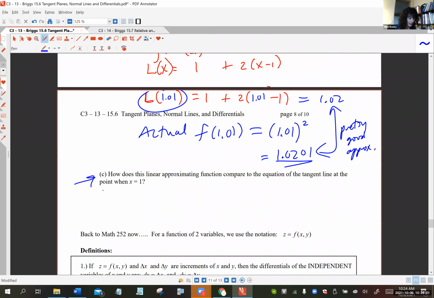So for letter C here, how does this linear approximation function compare to the equation of the tangent line? Based on what I just was talking about, what would you say?